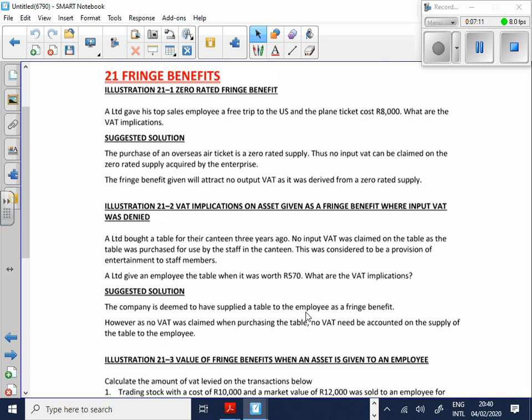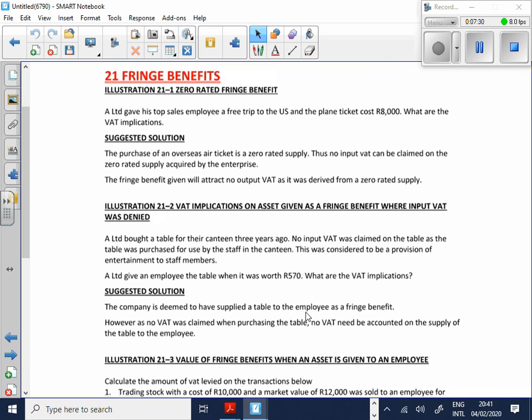Illustration 21.2. It says A Limited bought a table for their canteen 3 years ago. No input VAT was claimed on the table as it was used for staff in the canteen. This was considered to be a provision of entertainment to staff members. A Limited gave an employee a table which was worth $570. What are the VAT implications?